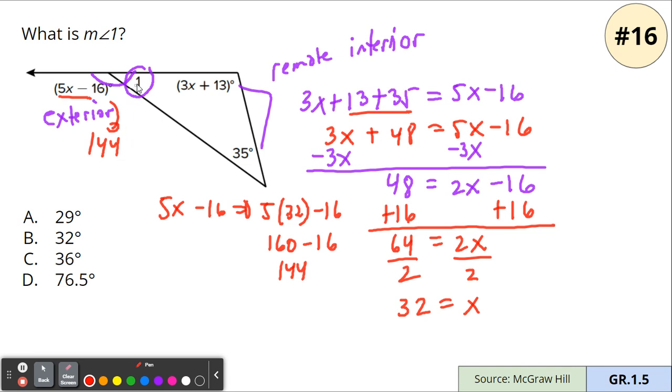So remember, angle 1 and the exterior angle made a linear pair, so the sum is 180. So to get angle 1, finally, we will have 180 minus 144. So therefore, the answer is 36 degrees. So angle 1 is 36 degrees. So remember, in solving problems involving angles, sometimes you have to find other missing angles before we can find what we are looking for. So be patient and solve on how you do it this one.